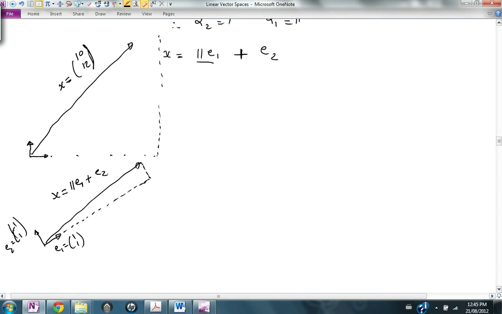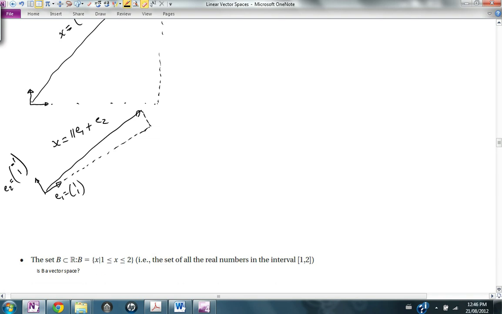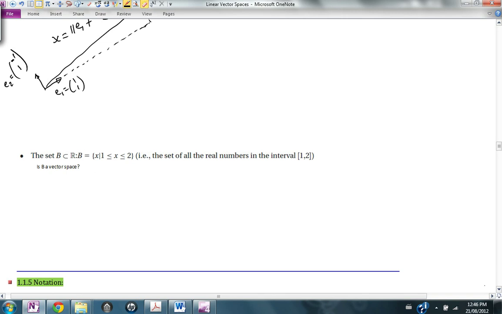And so you can see that you can express X in two different ways, depending on the basis set of your choice. If you choose your basis set to be these E1 and E2, (1, 1) and (-1, 1), then you have a different representation of X. So this is another example that you should read. You're going to find it in your textbook.